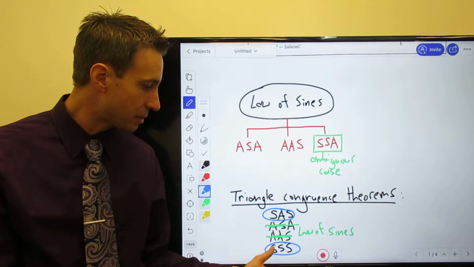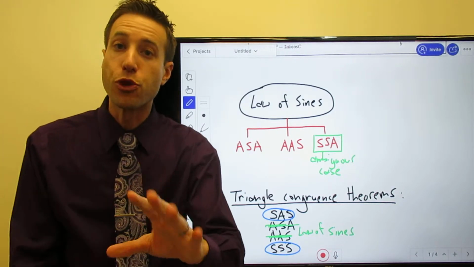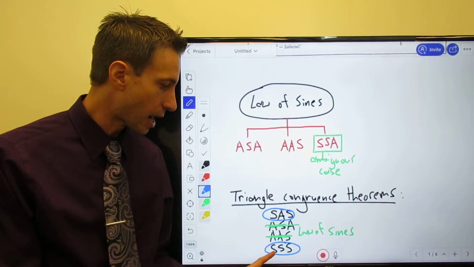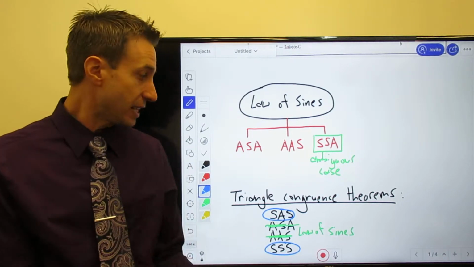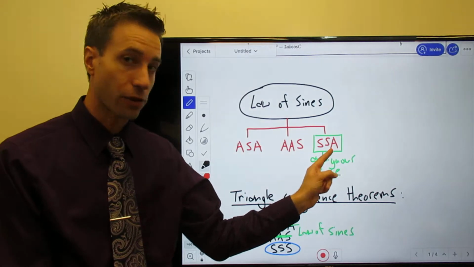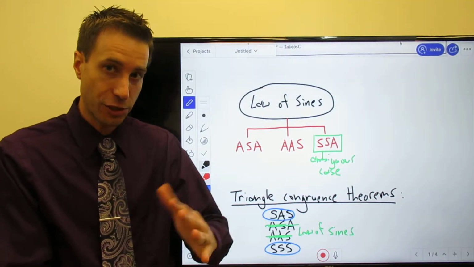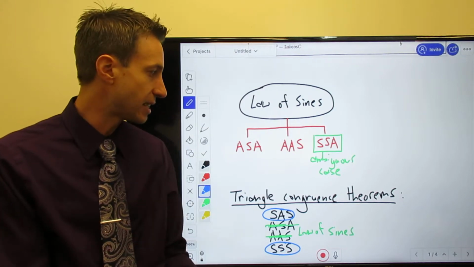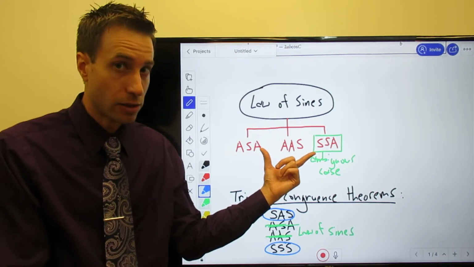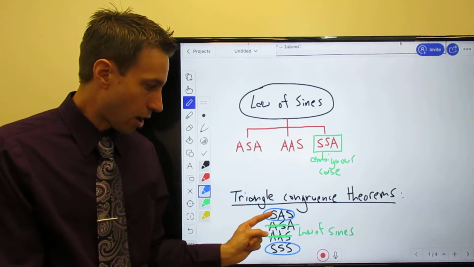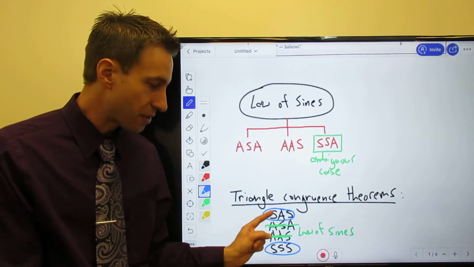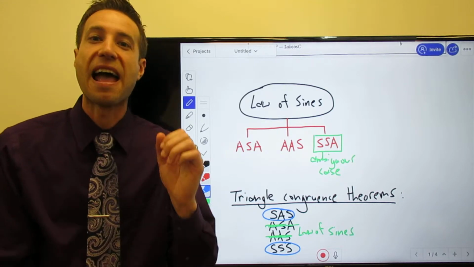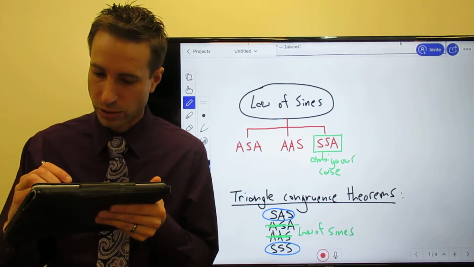What if you're given these pieces of information? The law of sines will not work if you're given side, angle, side, or side, side, side. These are the only three that work for the law of sines, and this one's the ambiguous case. You may have to work a little bit harder, but the law of sines will still get you there. Anyway, the point is this. Given this information, the law of sines will work. The law of sines will not work for these two cases, side, angle, side, or side, side, side. And that's where the law of cosines comes in.